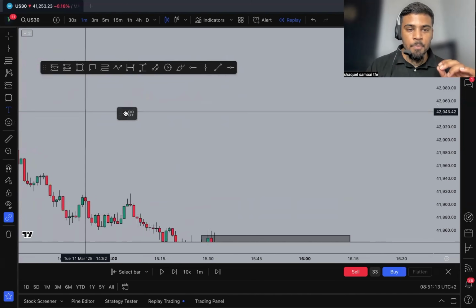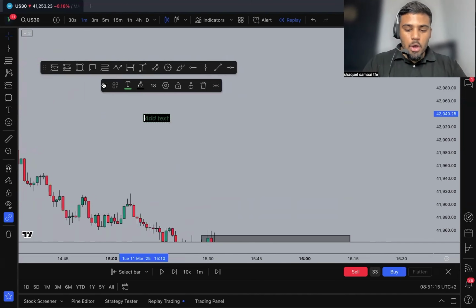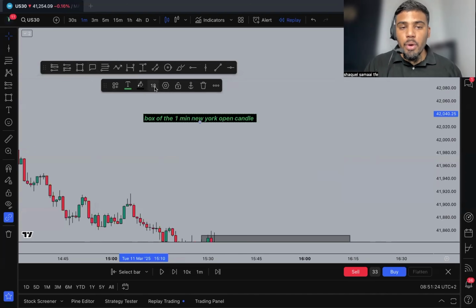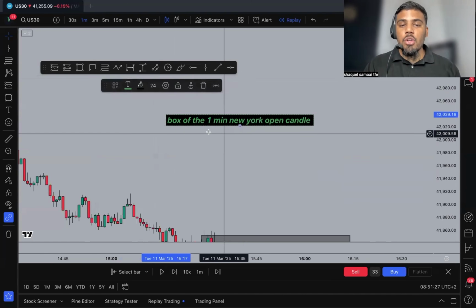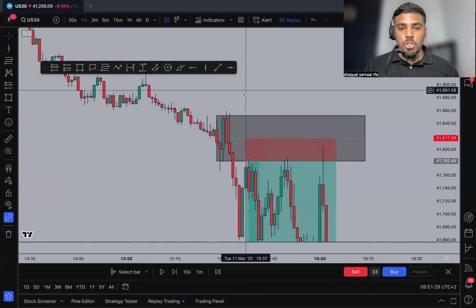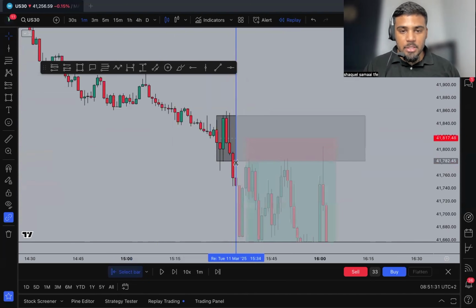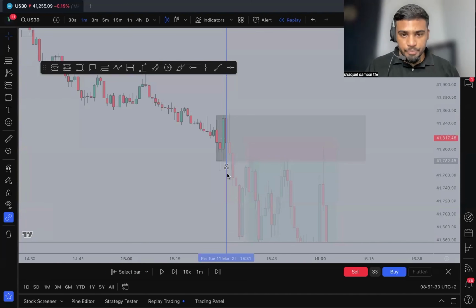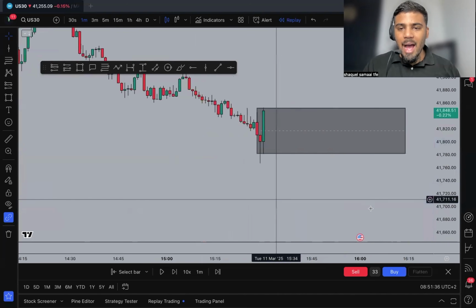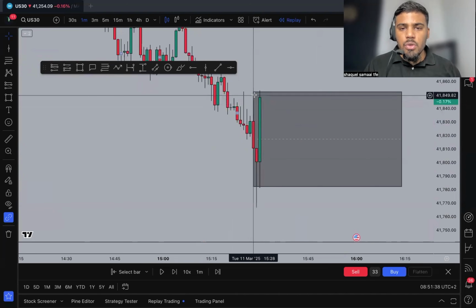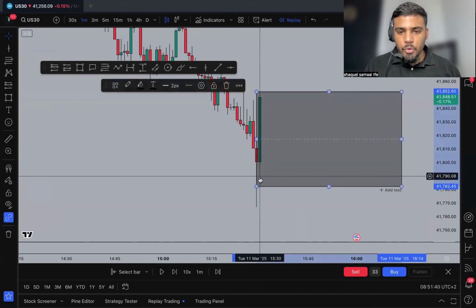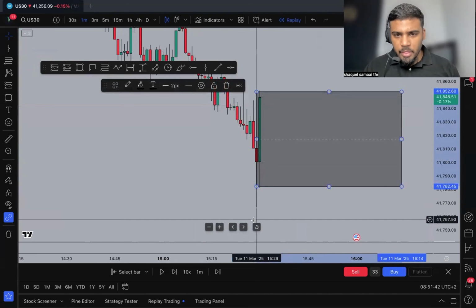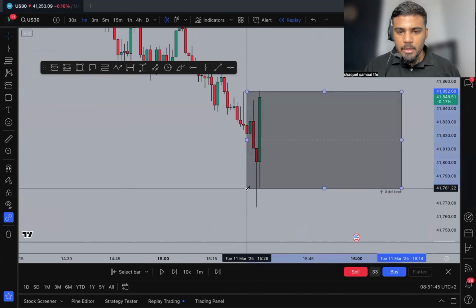Listen up. It's very important. You want to box off the 1 minute New York open candle. That's a very important one, traders. As you can see right here, this specific candle, I'm boxing off from the high to the low. As soon as it closes, that's the new one. Look at the bottom, this one right here. That is the one. So you're going to box it from the high to the low right there.